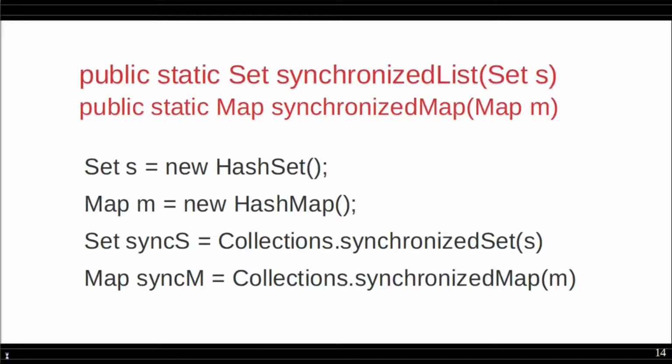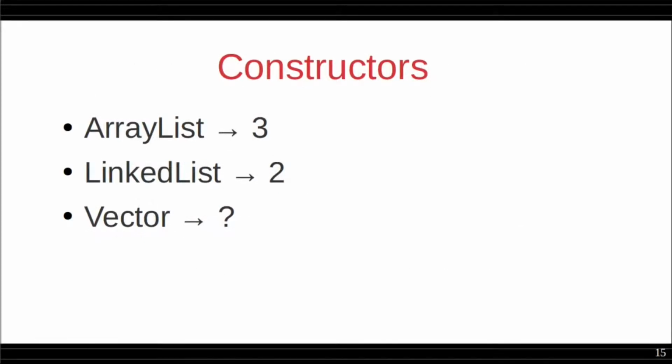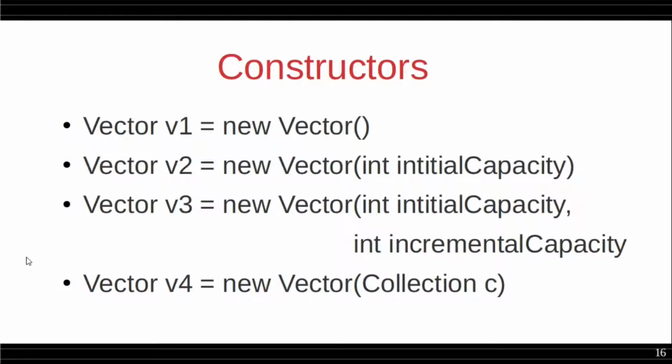So how about the constructors available to vector? So ArrayList we had 3, linked list there were 2 constructors. Vector, I guess it stands to reason that vector would have 1 constructor, right? I mean 3, 2, 1, that's logical, right? Well, that wouldn't be a safe bet because vector is coming in with 4 big ones.